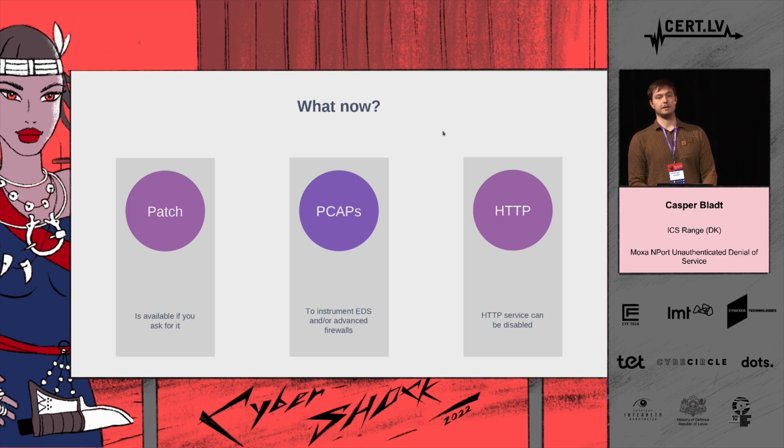Another thing that could be done is that we have PCAP files where we have captured the malicious traffic. Those could be used to instrument advanced firewalls and IDS systems to drop these malicious packets before reaching the NPort device. And finally, the HTTP service can be disabled altogether. It can be done using the Windows tool that Moxa provides, where you can also do the basic configuring.